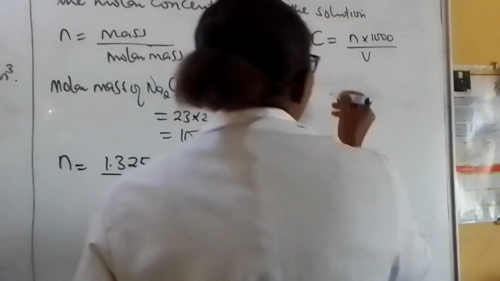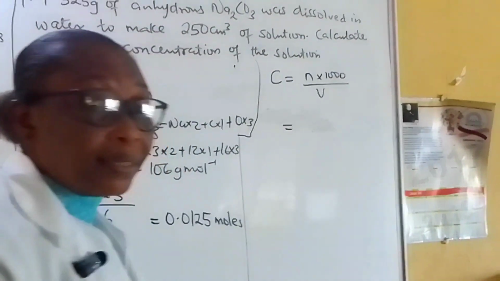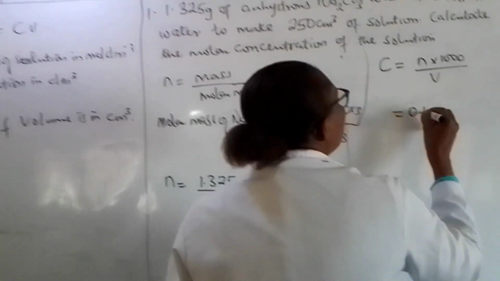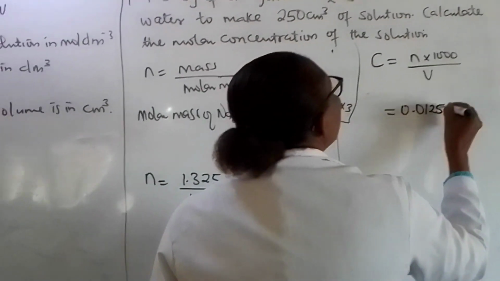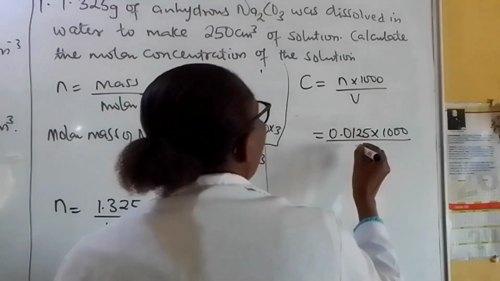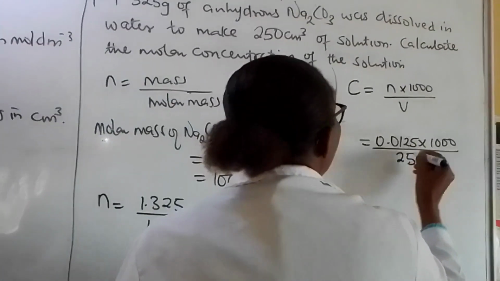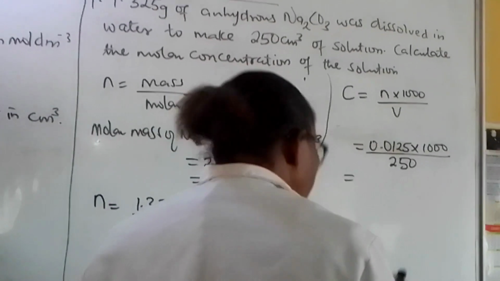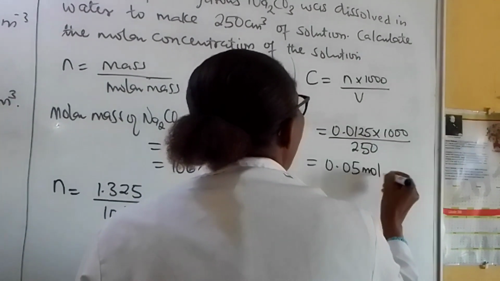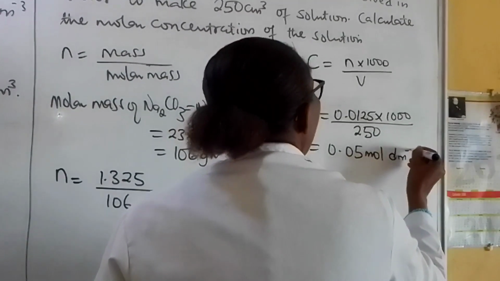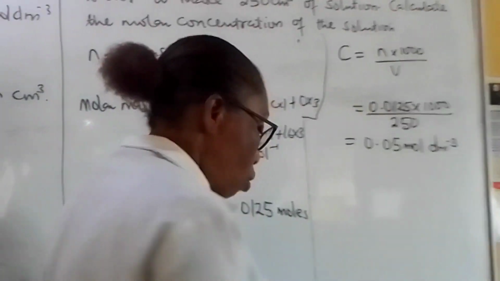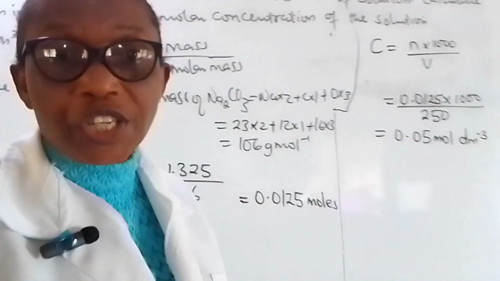So let's apply this. We are looking for the concentration. And what is our n, the number of moles? 0.0125 times 1000, all divided by the volume. What is the volume? 250. And that will give us 0.05 mole per dm cube.